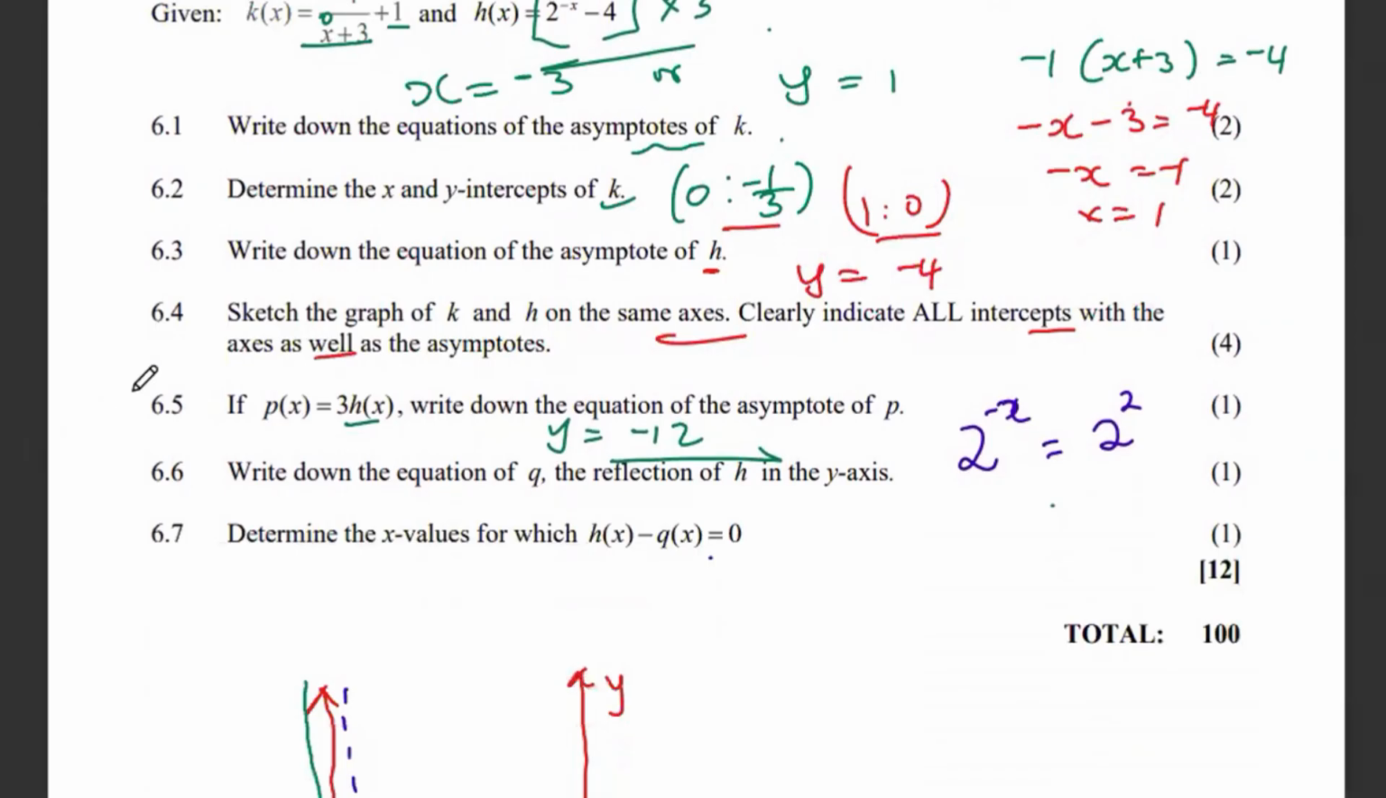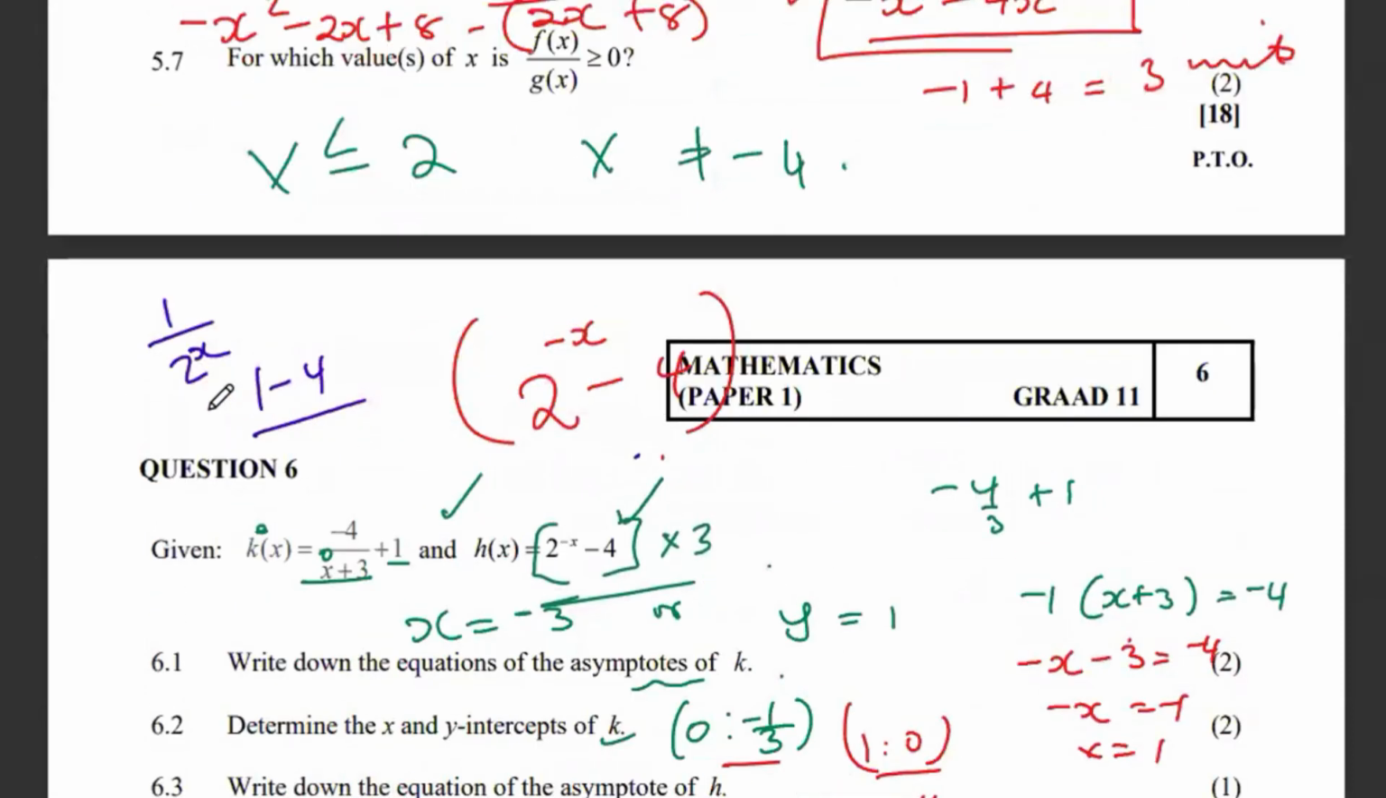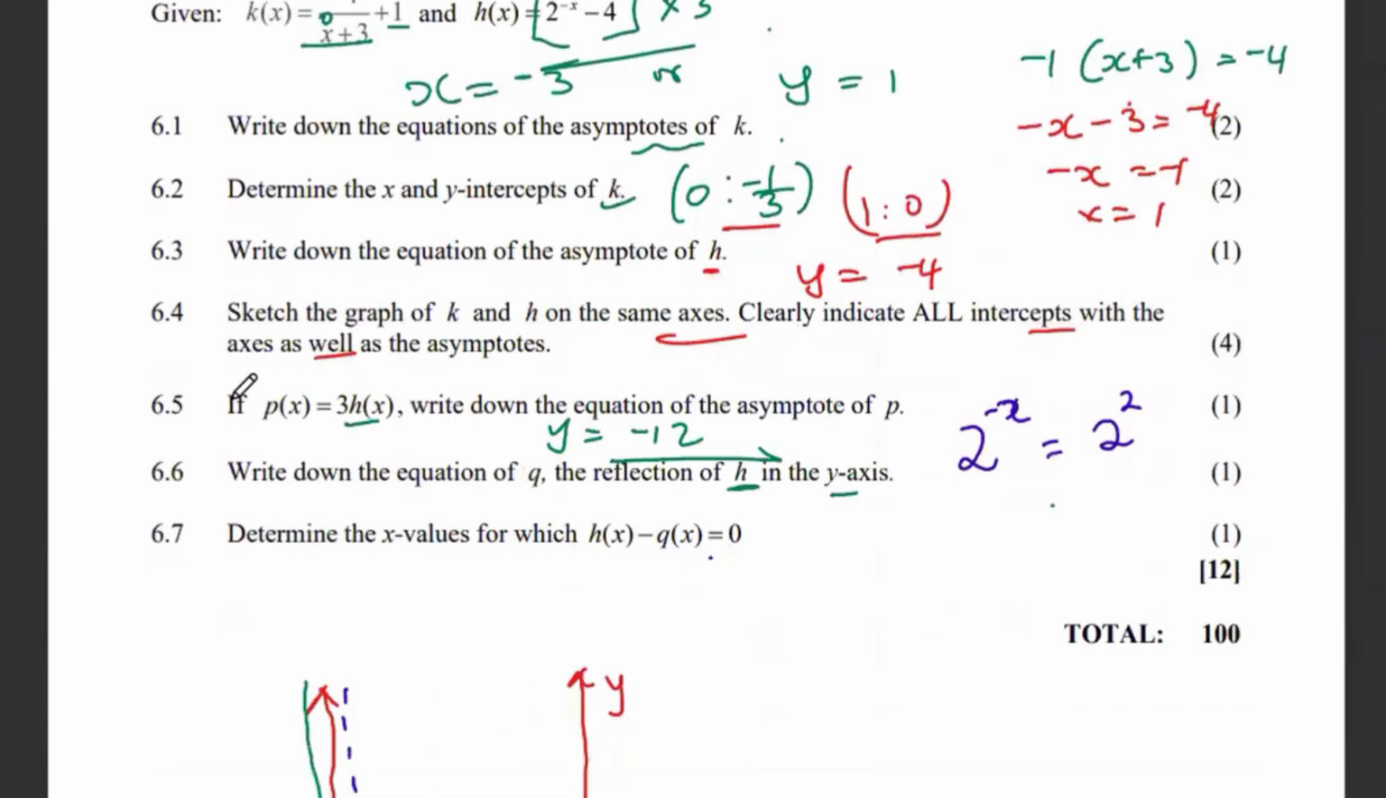Write down the equation of q, the reflection of h in the y-axis. We are reflecting in the y-axis, which means the coordinates on the x must change sign. So it should be 2 to the x minus 4. Because the sign on the x, if it was negative, it must change to a positive.